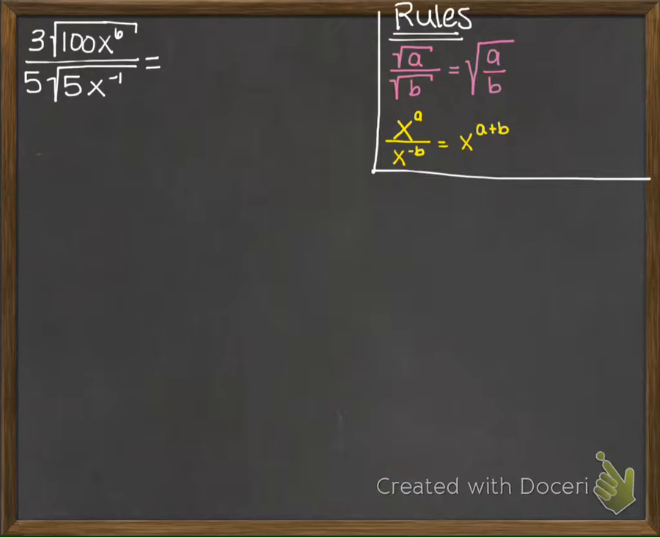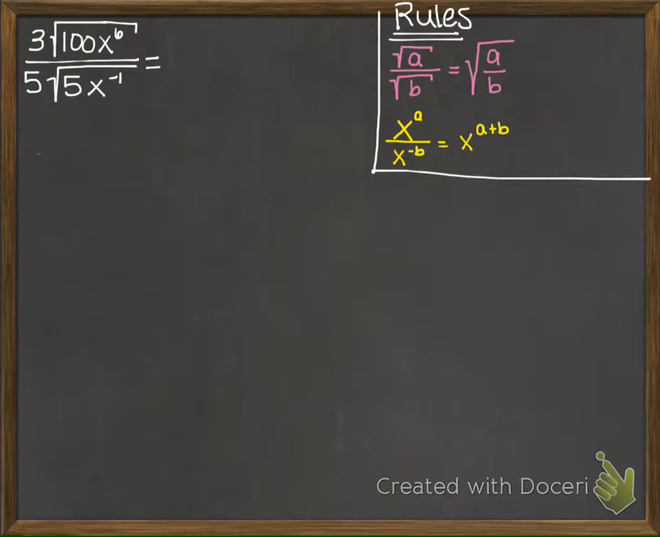Over on the side you'll see two rules that we're using. The pink one is telling us that if we have two radicals stacked in a fraction, we can turn that into a single radical over the fraction. And the yellow rule is telling us if we have a variable with a positive exponent over a variable with a negative exponent, it essentially turns into addition. If you're looking for more information on that particular rule, it would be in a previous section.